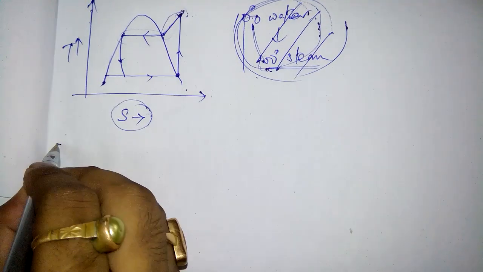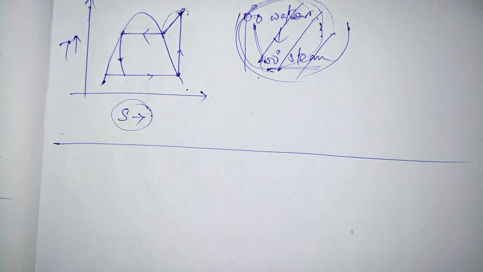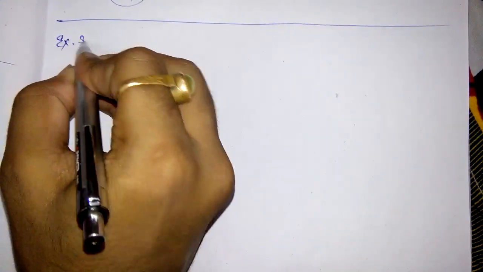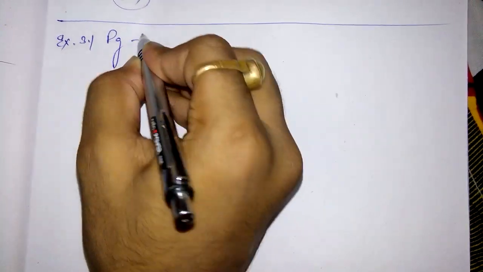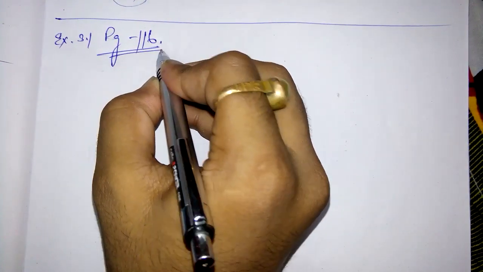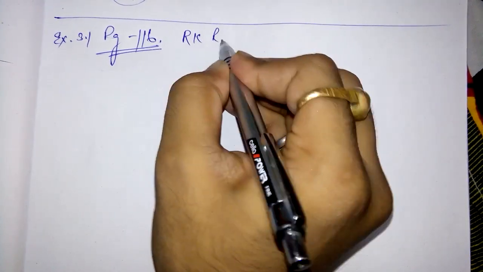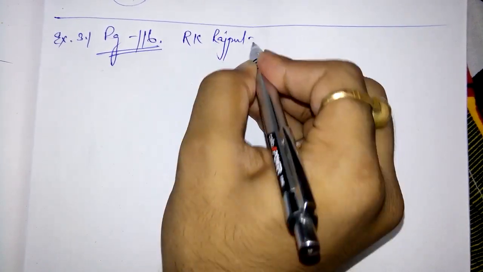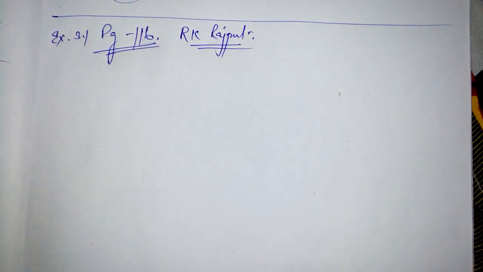Now with this concept of pH diagram and TS diagram, you will be able to solve any kind of problem. So first take the first problem, that is example 3.1, page number 116, from the book of R.K. Rajput.